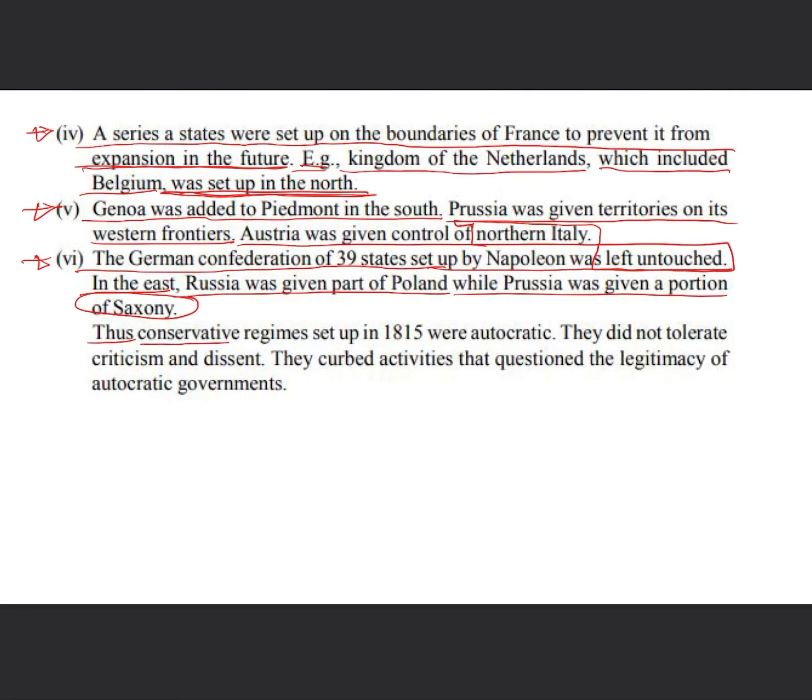Thus, conservative regimes set up in 1815 were autocratic. They did not tolerate criticism and dissent. They curbed activities that questioned the legitimacy of autocratic governments.